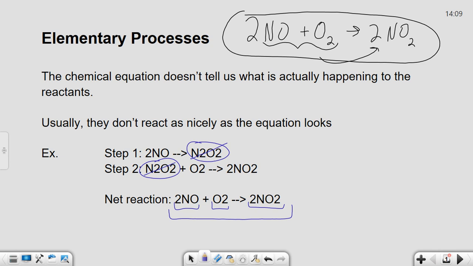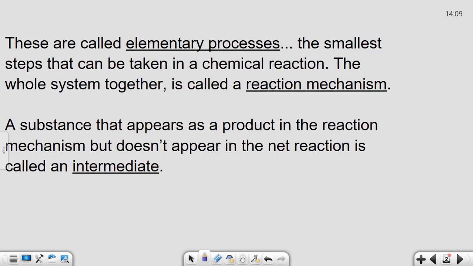It's some chemical that we formed during the process of making it, which doesn't actually exist in the net equation. It's an in-between. We're going to talk about that in a second. It's got a special name. So, those steps are called elementary processes. The smallest steps that could be taken in a chemical reaction.